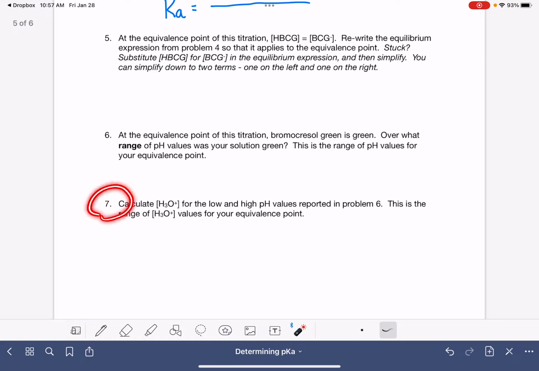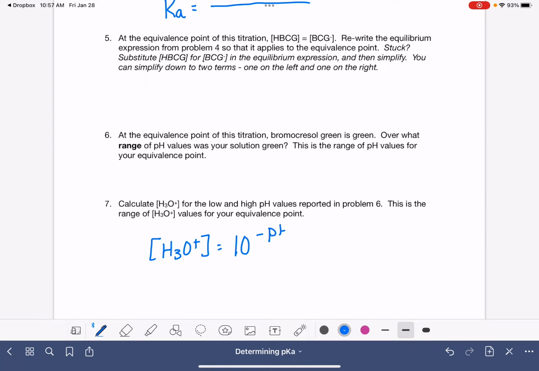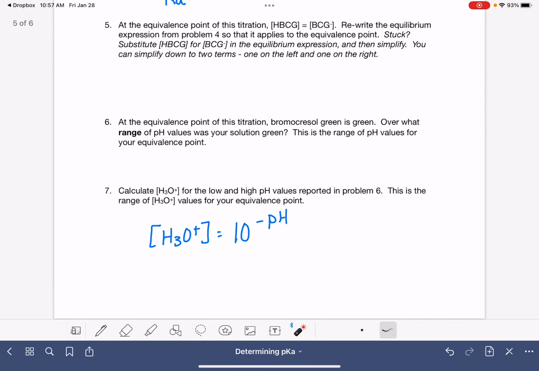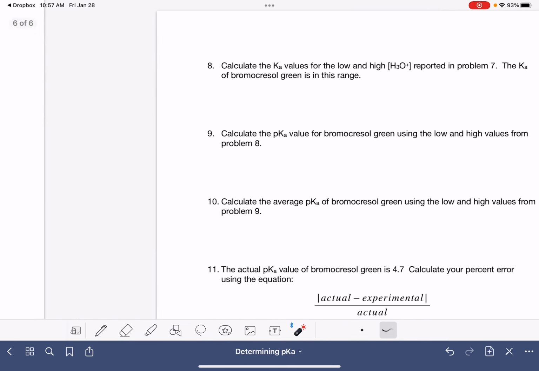Then in question number 7, you're going to calculate the hydronium concentration for the low and high pH values. So that means you're going to have 2 hydronium concentrations, one for your low pH, one for your high pH. As a reminder, H3O plus is calculated by taking 10 to the negative pH. So you'll do this equation 2 times for each of the 2 pH values, and this is going to give you the range of H3O plus values for your equivalence point.